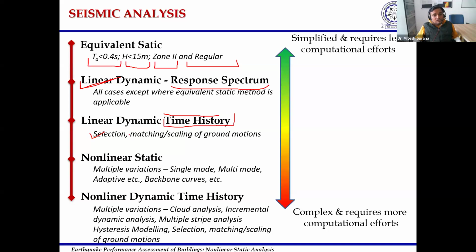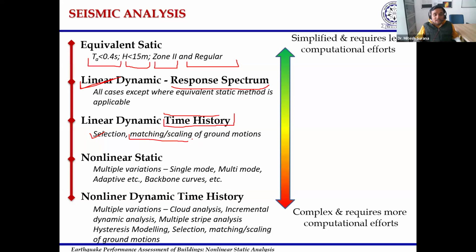And it is not only to select those earthquake records, because different earthquakes have wide variation in terms of their magnitude, source to site distance, then their amplitude in terms of acceleration, their duration, then their frequency content. So those have to be matched with respect to our site specific requirement.